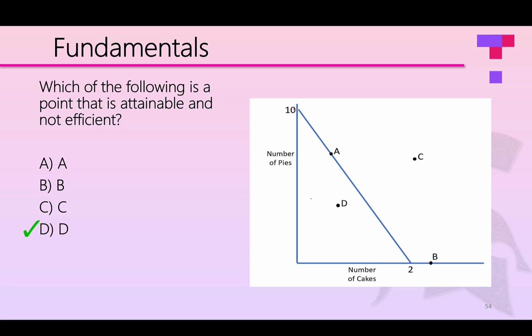However, if we look at a point inside the triangle, not on the border, like point D, this is not efficient, because it would be possible for us to produce more of both goods. So you think about this point here, call it E. E has more cakes and more pies and is still possible to produce because it is still not outside of this production possibilities frontier.